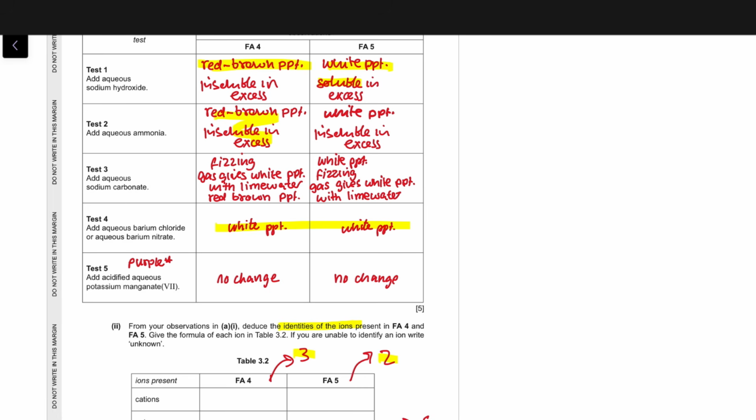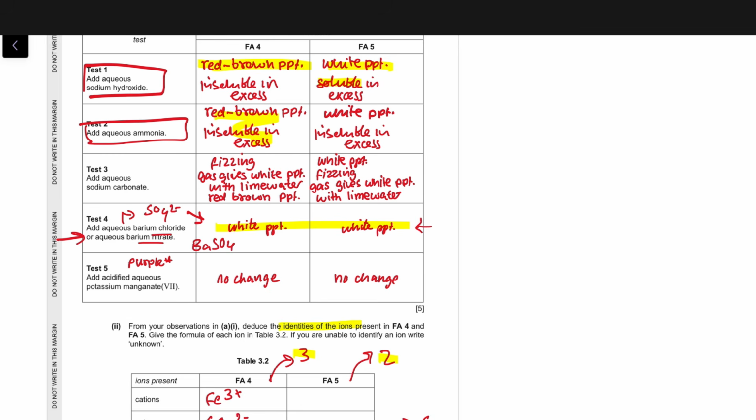So if we take Fa4, when we added aqueous sodium hydroxide, we got a red-brown precipitate. We also got it with the aqueous ammonia. This is the test used to indicate the presence of Fe3+ ions, so we know we have that for sure. Then further down the line, when we add aqueous barium chloride followed by barium nitrate, the known test for testing the presence of SO42- ions, we get a white precipitate, for it makes barium sulfate. So we know they're SO42- ions.